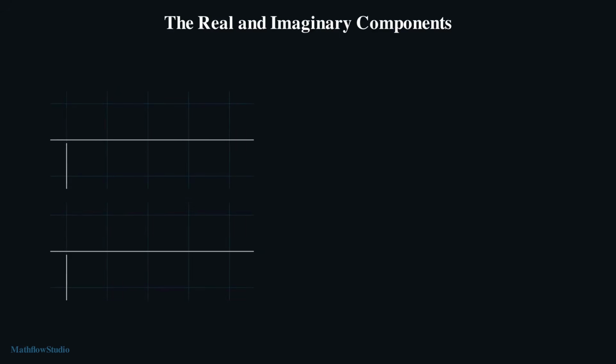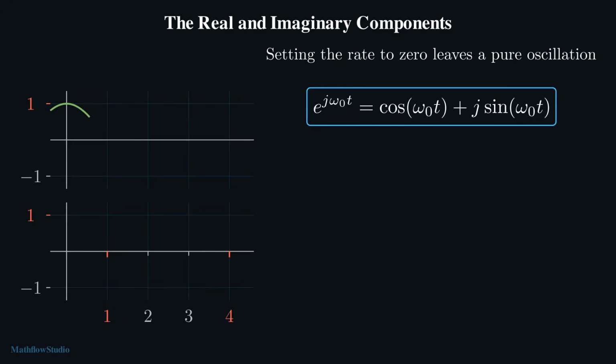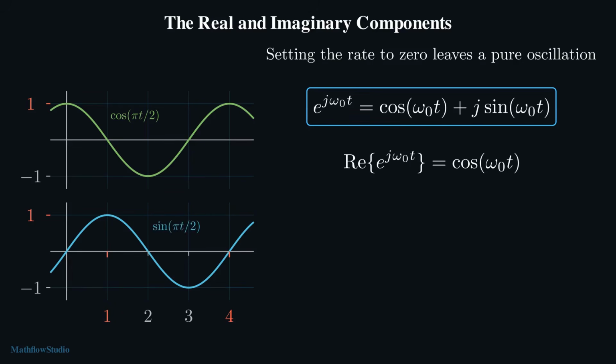Setting the rate to 0 leaves an exponential whose magnitude stays at 1. The remaining factor is a cosine plus j times a sine. The real component is the cosine of the angular frequency times the time. The imaginary component is the sine of the same angle. The cosine is 1 at the origin, while the sine reaches 1 at the instant 1.